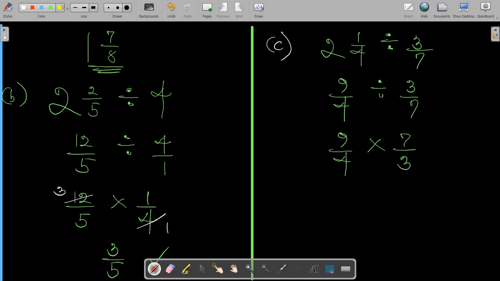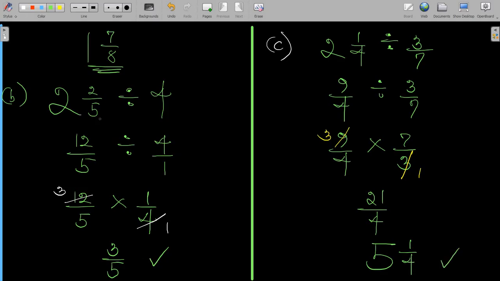So here I also notice something: 3 goes here, 1, 3 goes in 9. We have 3. So this 4 cannot divide 7, so we leave it. So the result now becomes 3 times 7. We have 21, then all over 4. So 21 all over 4 to a mixed number, we have 5 whole number, 1 all over 4. And that is the answer to that question.